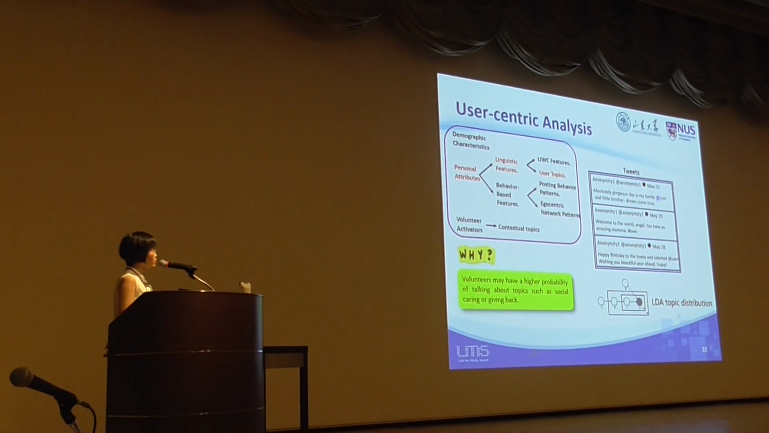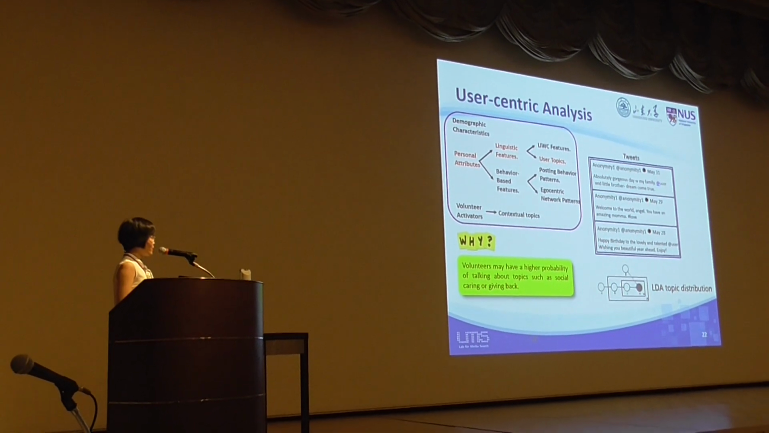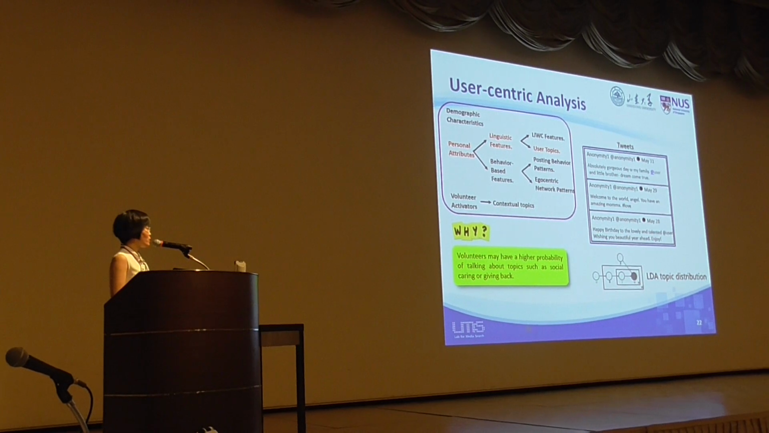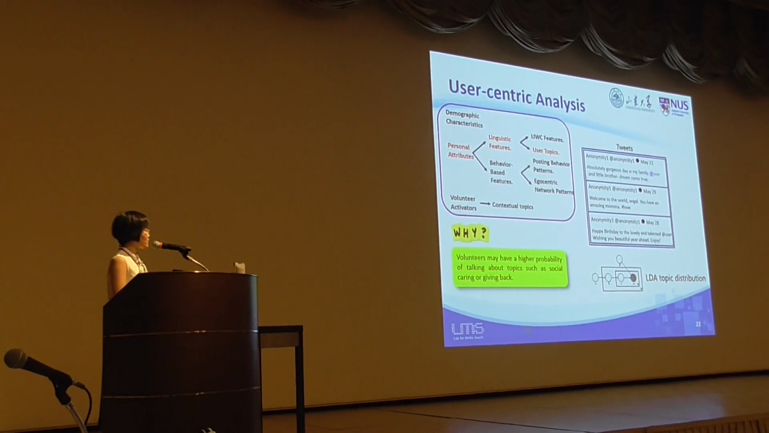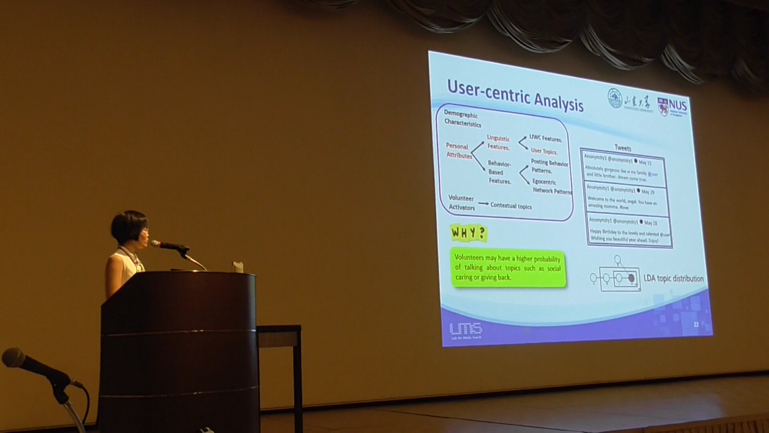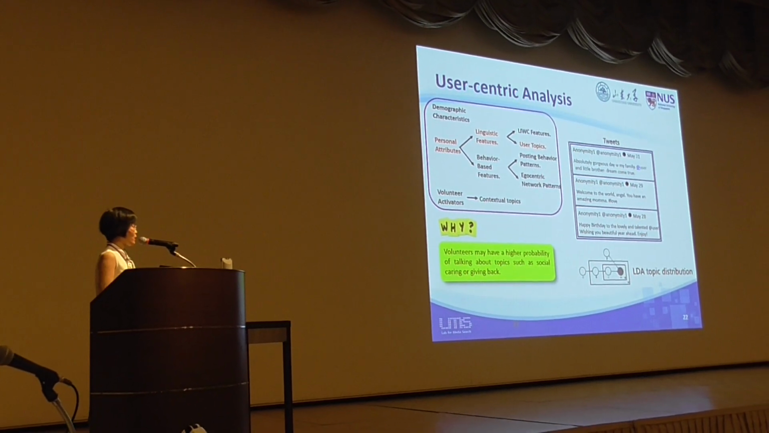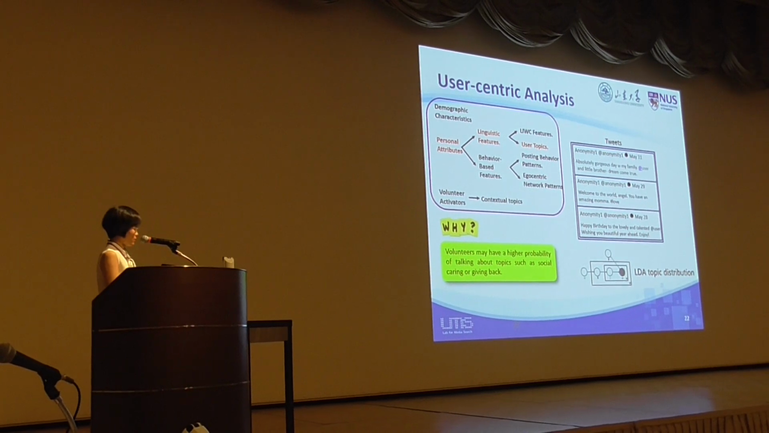Next one is the user topics, because we believe that volunteers may have a higher probability of talking about topics such as social caring and giving back. So we use the LDA model to generate the topic distribution of users' posts.